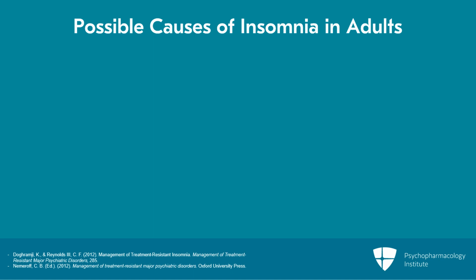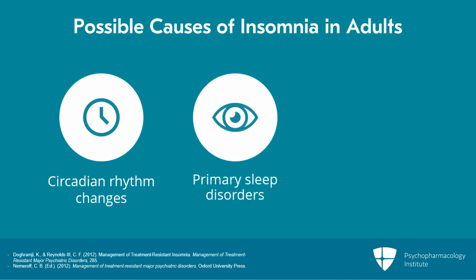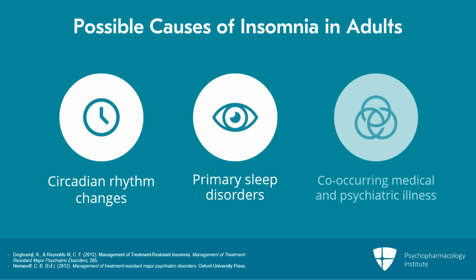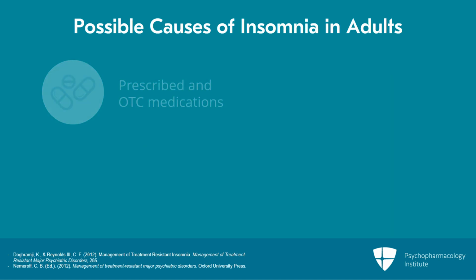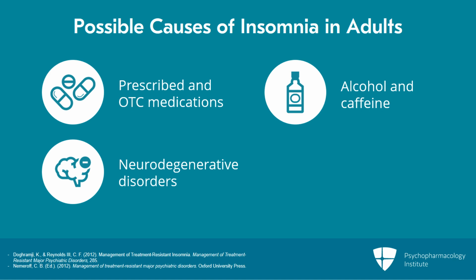Be mindful that the differential diagnosis includes circadian rhythm changes, whether delayed or advanced sleep phase syndromes, primary sleep disorders, and of particular importance, co-occurring medical and psychiatric illness, prescribed and over-the-counter medications, and self-treatment with things like alcohol and caffeine. And in older adults also consider the possibility of a neurodegenerative disorder.